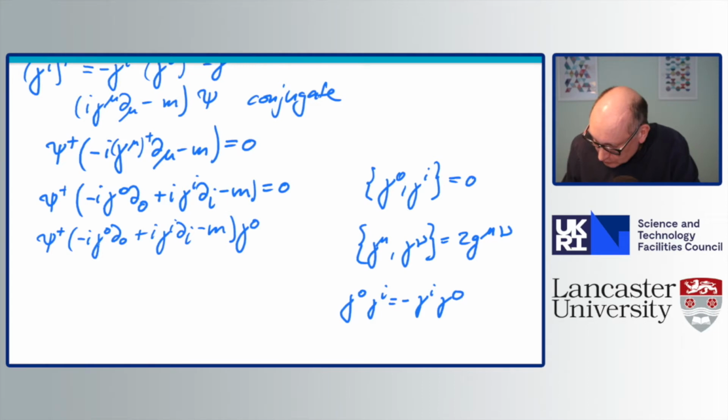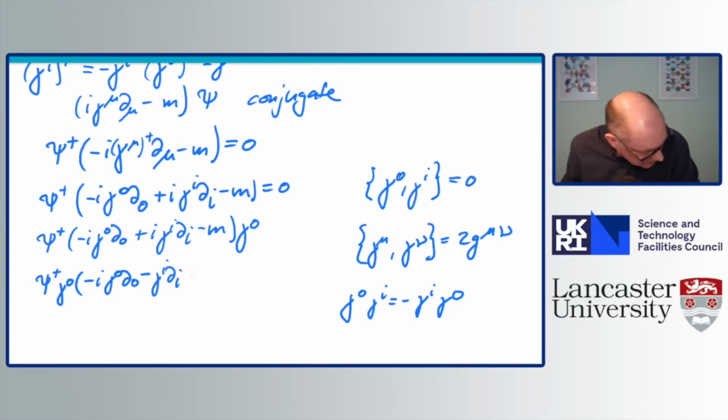Of course, it commutes with gamma 0 itself. So this is psi dagger. If we commute the gamma 0 all the way to the left, we get gamma 0. Here we get minus i gamma 0 d0. There's a change of sign from commuting the gamma 0 through here. Gamma i di minus m is equal to 0.